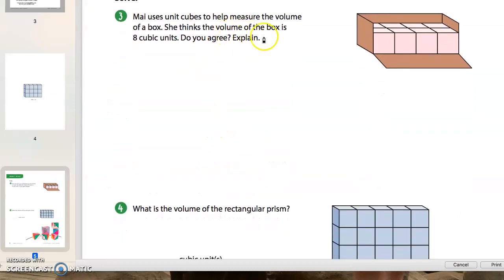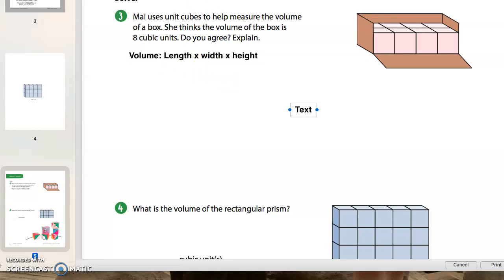Maya uses unit cubes to help measure the volume. She thinks the volume is 8. Do you agree? So the nice part is that we can use our length times width times height to solve this. Some of them you can count all the cubes and some of you can't. So I'm going to do length times width times height, and then based off of what I get there, I can count them and double check.